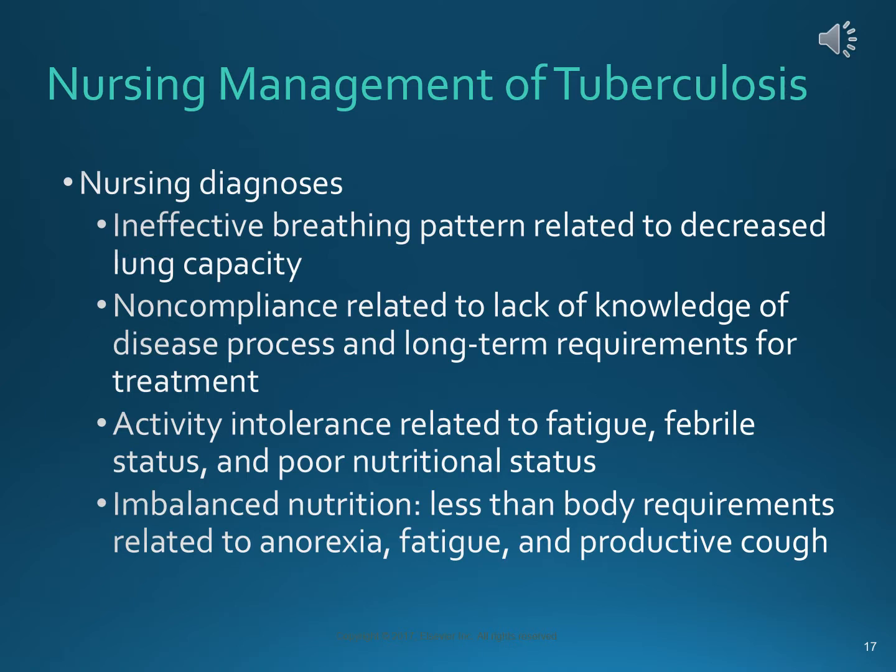Activity intolerance, which is of course related to the fatigue because they're febrile and also because they really can be malnourished with TB. And then imbalanced nutrition related to anorexia, not just from the disease, but also from the drugs used to treat the disease. Extreme fatigue and a productive cough. Cough just wears you out, and people don't eat a lot if they're coughing all the time.